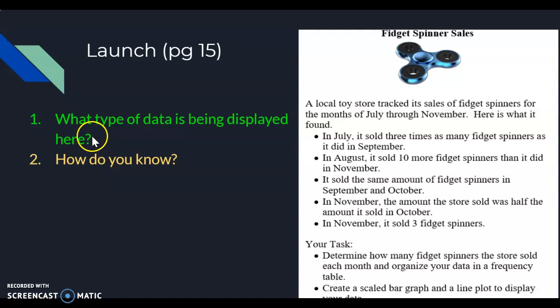Okay, number 1, what type of data is being displayed? If you answered numerical data for that one, you got it correct. Because basically the question is how many fidget spinners are being sold each month? And it's asking for a number for an answer. That makes it numerical, and that's how I know. It's asking for a number.